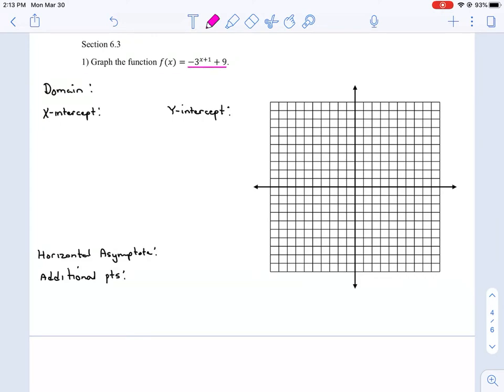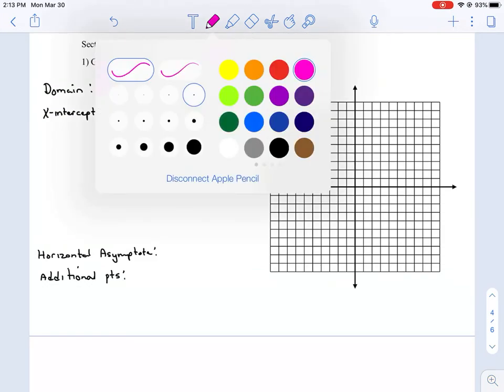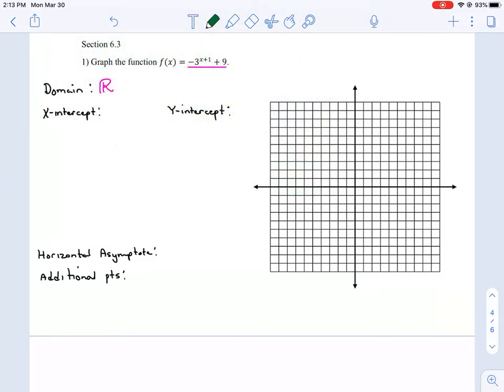Alright, the first thing we're going to do is determine the domain of this function, and if we look, that is an exponential function, and the domain of that exponential function is all real numbers. Next, we're going to find the intercepts of this function, starting with the x-intercept. The x-intercept is the value of x where y, or in this case the function, is equal to 0.